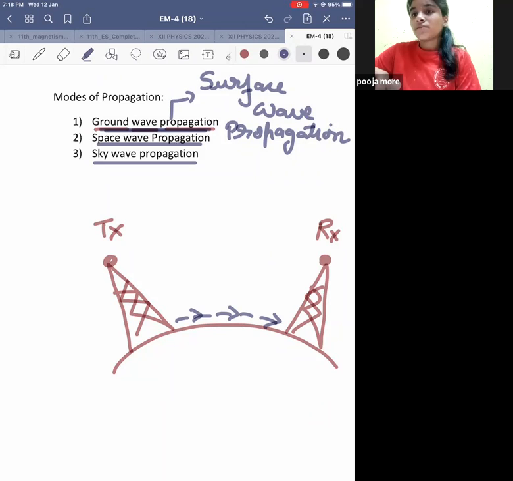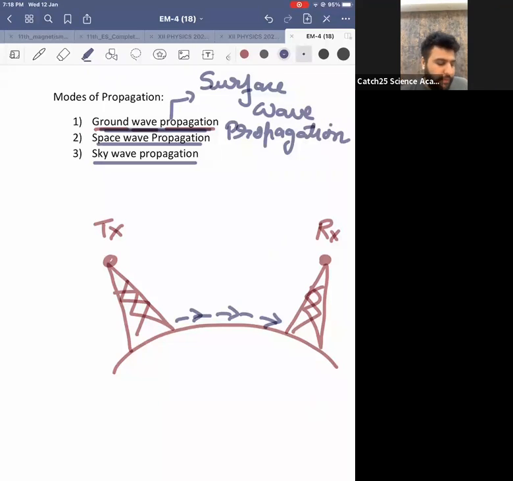Pooja, any doubt? No, sir. Therefore, have you written the side heading? Have you written all three modes of propagation? Below that, write down the side heading again: ground wave propagation, and inside the bracket, write surface wave propagation. And below that, draw the diagram. Okay, this you have to write as Earth's surface.